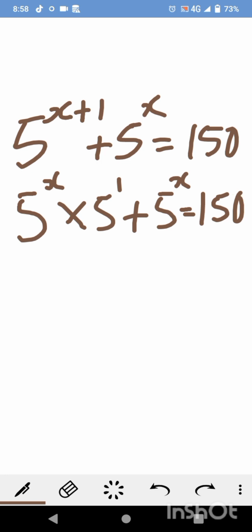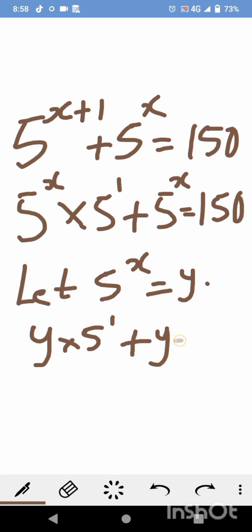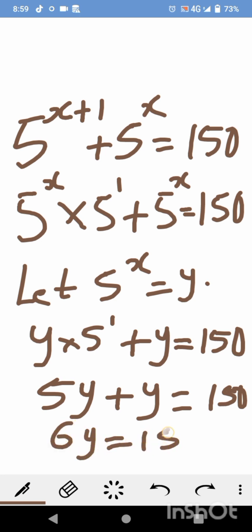Alright, so now we are going to define, let 5 raised to power x be equal to y. On that note, we'll now have y times 5 raised to power 1, which is the same thing as 5, plus y equals 150. We know that 5 raised to power 1 is the same thing as 5, so 5 times y plus y equals 150. Now collecting like terms, we have 6y equals 150.